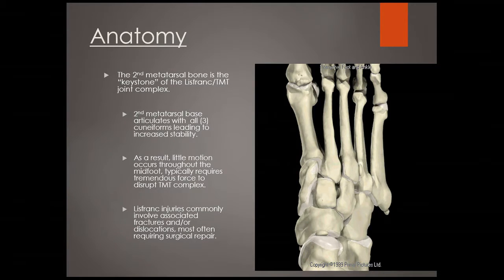Some more anatomy. If you look, this is a very, very tight, compact structure. The second metatarsal base is recessed within the three cuneiforms. This is extremely stable, so to have an injury in this area requires a significant amount of force.